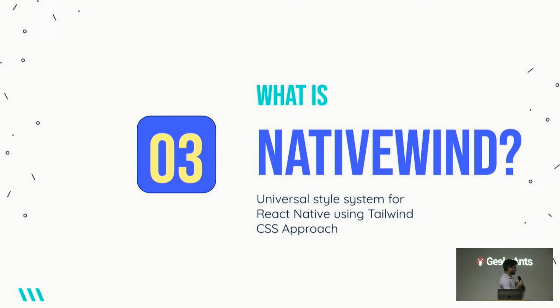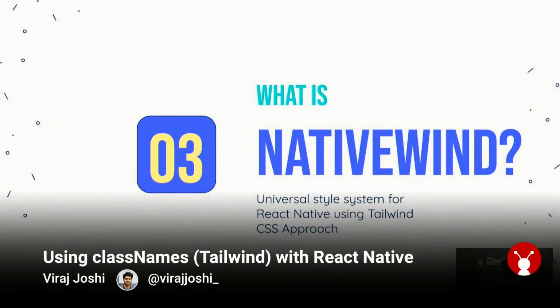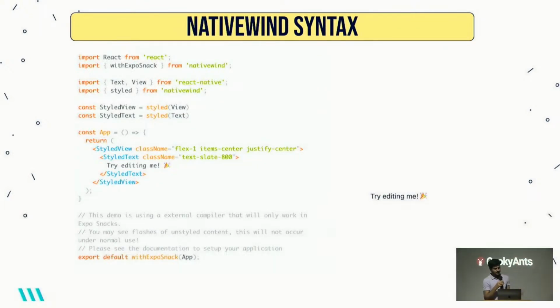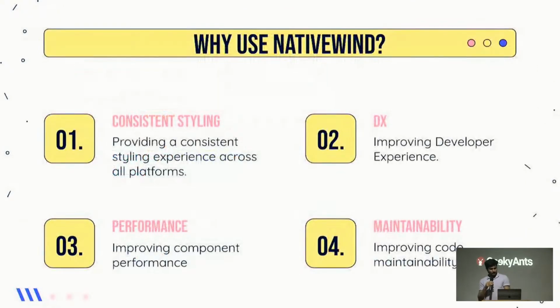So here comes our first savior of many of these problems, which is NativeWind, right? NativeWind gives you the ability to write your Tailwind classes for native elements. So we'll see, here's the example. Here we have a styled View where you can write your class name and it directly applies your class names to your React Native components, right? We'll see how it does it after some time.